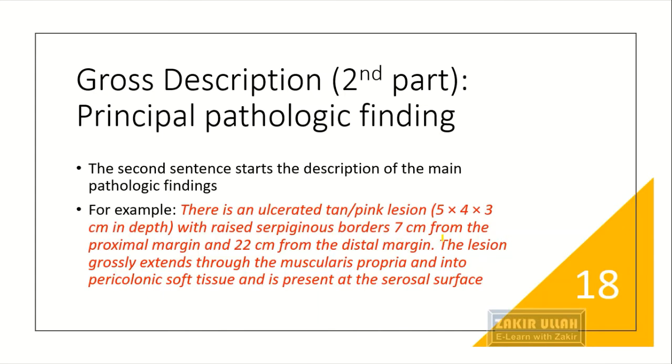The lesion grossly extends through the muscularis propria and into pericolonic soft tissue and is present at the serosal surface. So this shows that the lesion is present in all the layers, but it is restricted to the specific organ, the colon. It does not cross the colon, but all the muscle layers are involved in the pathology.